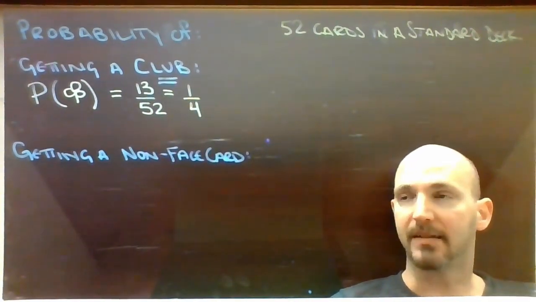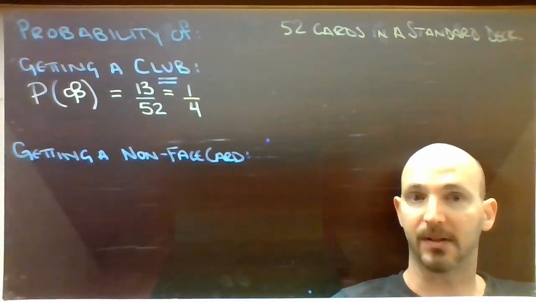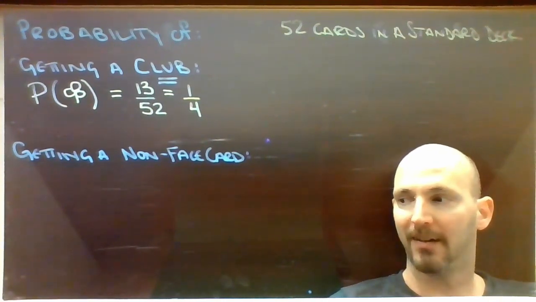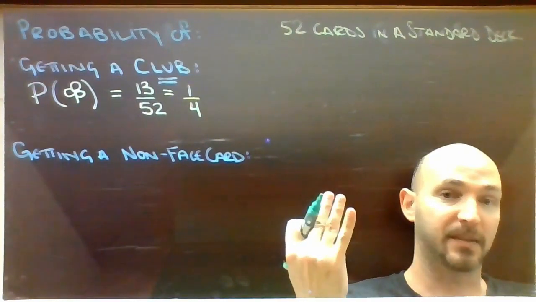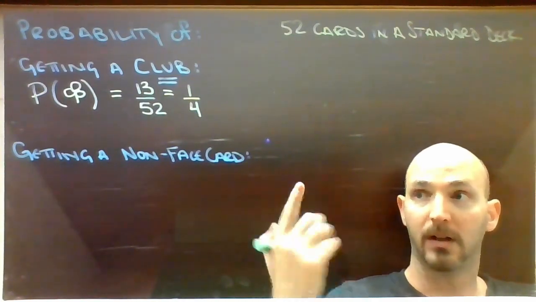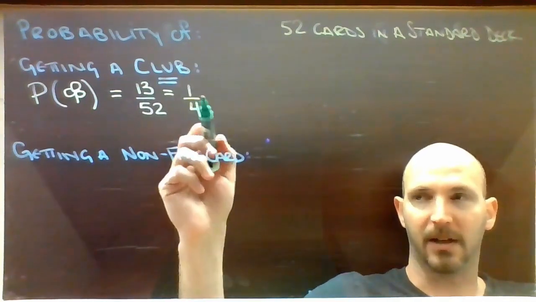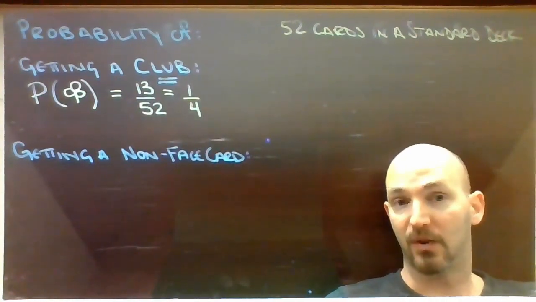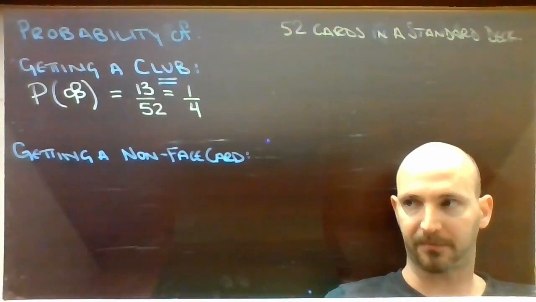Which isn't a surprise, because if you picked an 8, for example, it's either the 8 of hearts, the 8 of diamonds, the 8 of spades, or the 8 of clubs. Only one of those is a club, 1 out of 4. So it's not a coincidence that those two fractions happen to equal each other.